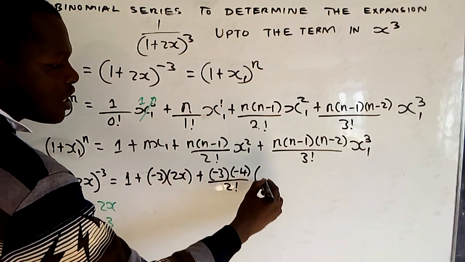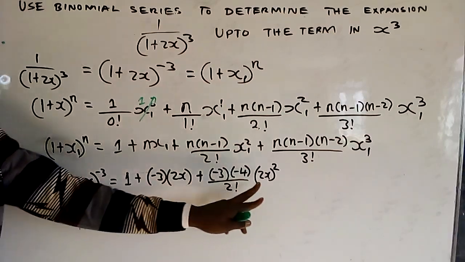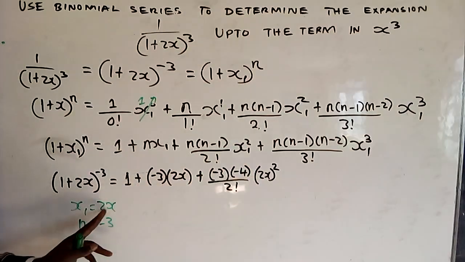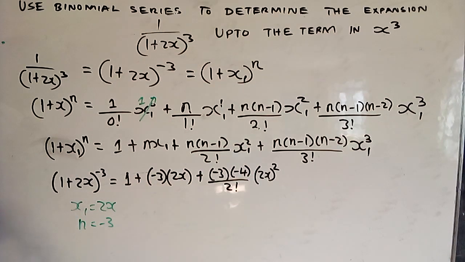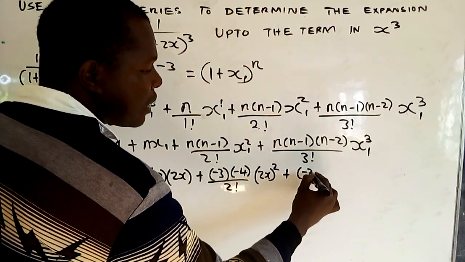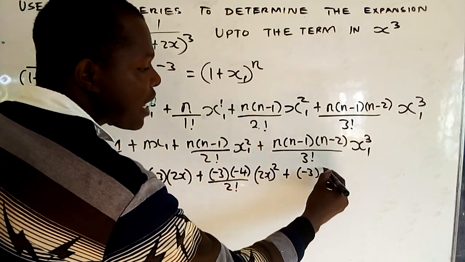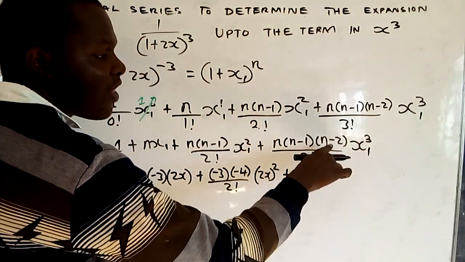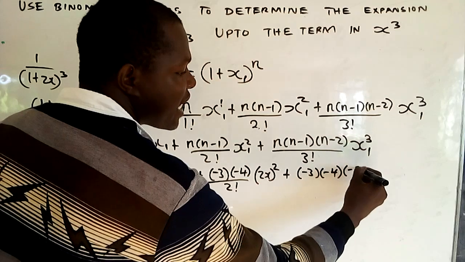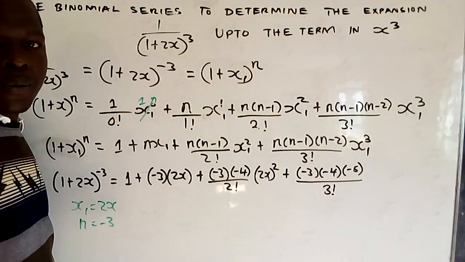Then x1 squared. What is x1? It is 2x squared. It must be in brackets because the whole of 2x is x1. Anything you are substituting must be in brackets so that you don't mess with the signs. The last one here, plus n is negative 3, then negative 3 minus 1 you get negative 4, then negative 3 minus 2 you get negative 5, then everything over 3 factorial.